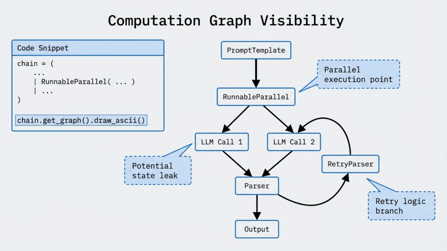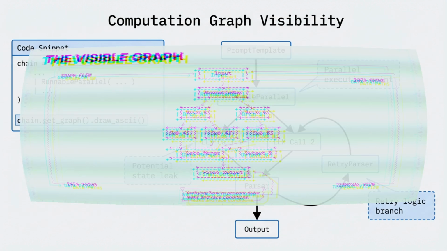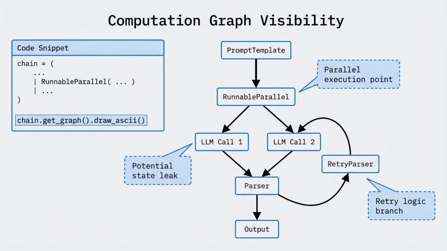Look at this. On the left, one method call, chain.get_graph.draw_ASCII. That's it. And what you get is this, a complete visual map of your entire computation graph. Here's your prompt template at the top. Data flows down to this runnable parallel node. And look, it branches ahead. LLM call 1 and LLM call 2 running simultaneously.